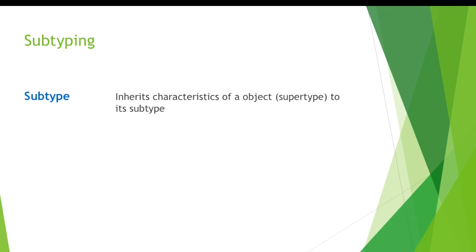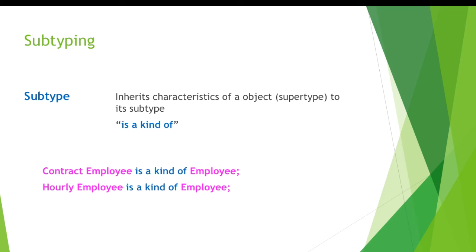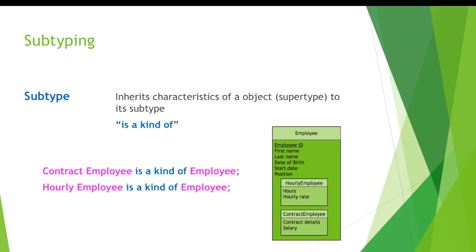The last concept I want to talk about is subtyping. Subtyping is the concept of inheriting all the characteristics of a supertype to its subtype. And that we write as "is a kind of" in FIML. So we can say contract employee is a kind of employee and hourly employee is a kind of employee. And that's how it looks in ERD, as we've seen before.